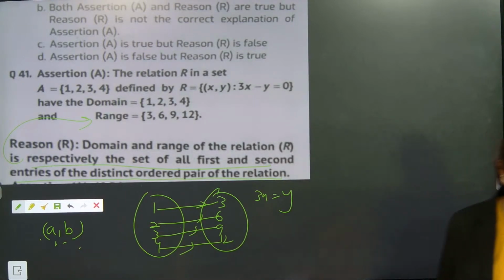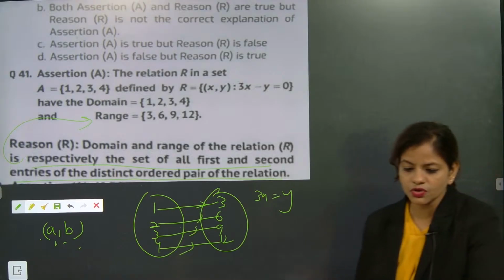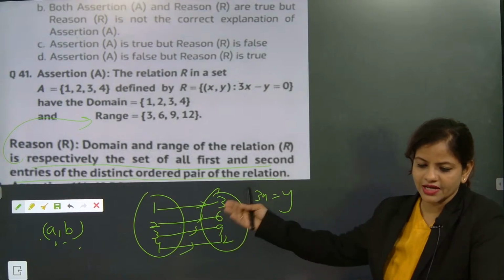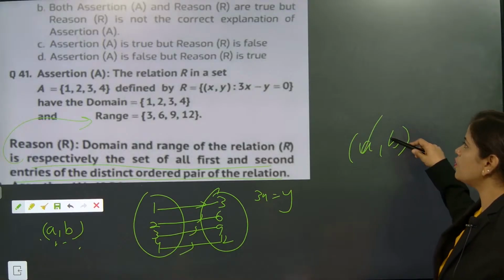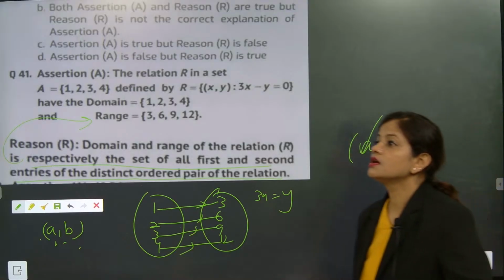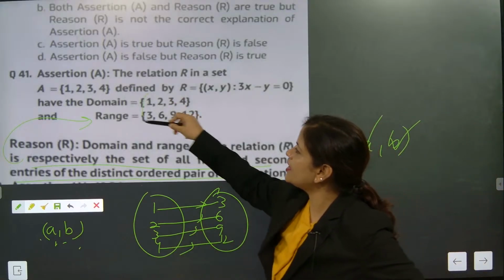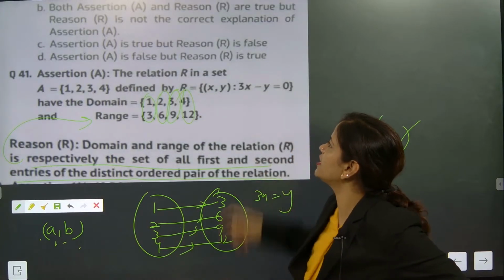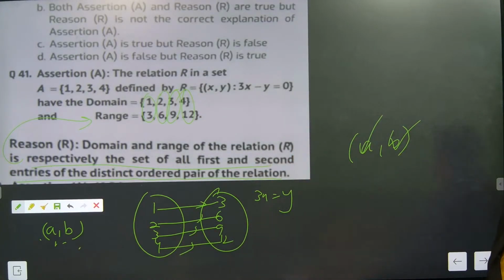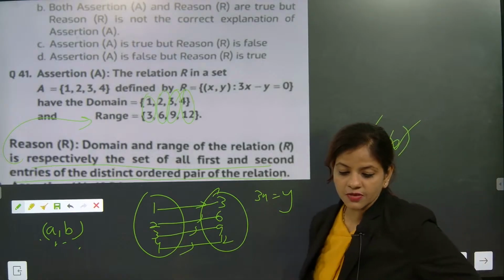So the correct answer is A only. Understood or not? So beta, entries are there. The ordered pair entries, A and B, this is representing domain and this is representing range. So here domain and range entries are 1, 3, 2, 6, 3, 9 and 4, 12, and that's what they are telling. I hope you might have understood.